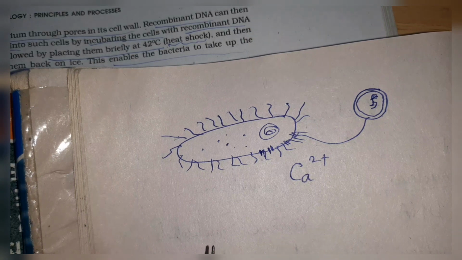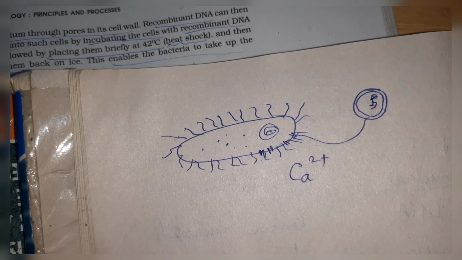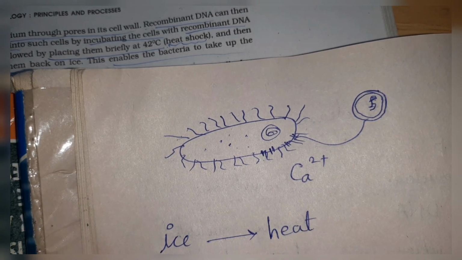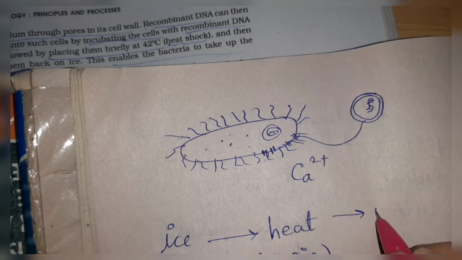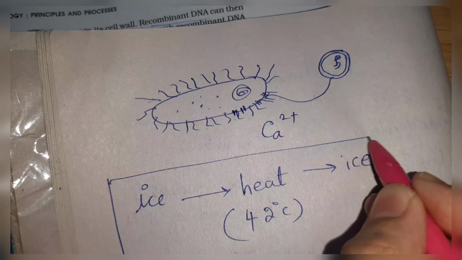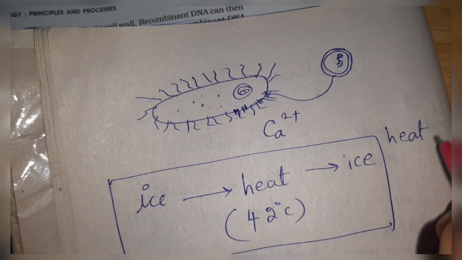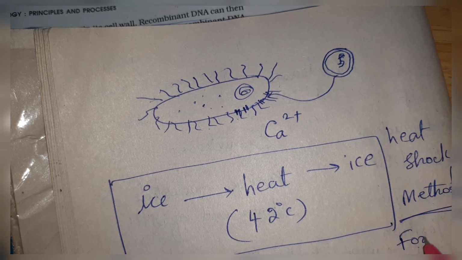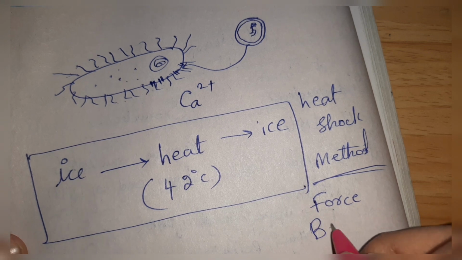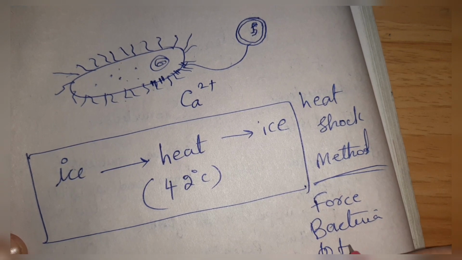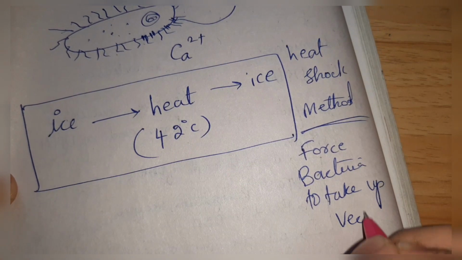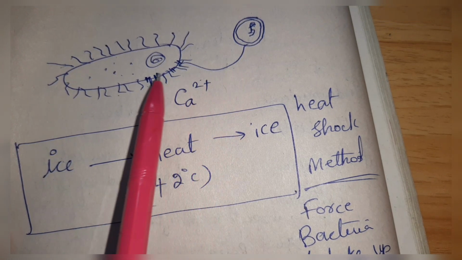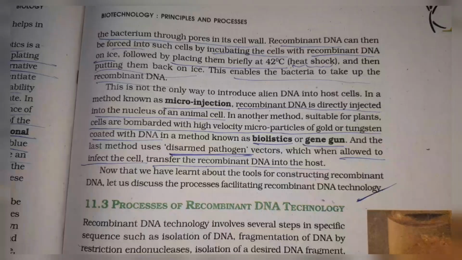There is another method known as heat shock. First, we incubate the cells in ice, in extreme cold, then in heat at 42 degrees Celsius, then again back in ice. This method is known as the heat shock method, and this method will force bacteria to take up the vector. So there are two methods to transport this vector into the bacteria. This is not the only way.